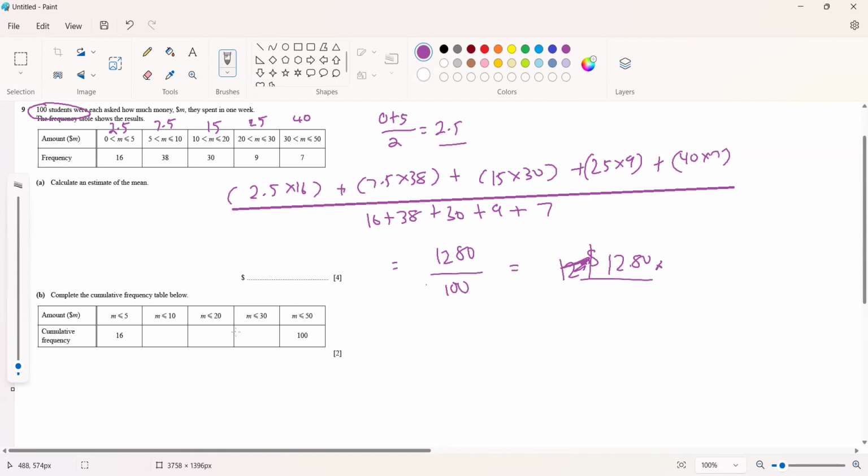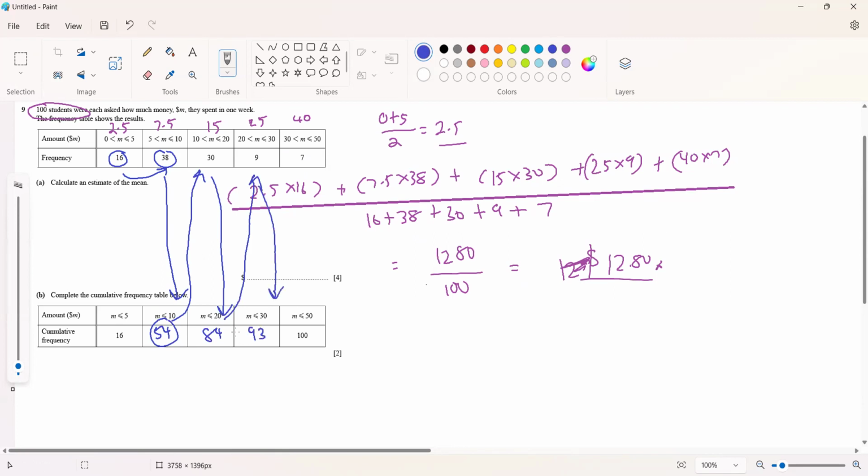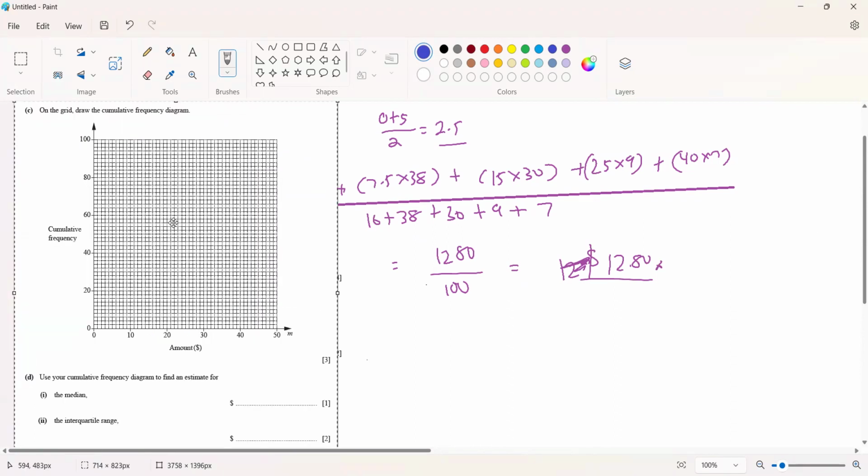So complete the cumulative frequency table below. Cumulative frequency means to cumulate the frequencies. So the first one starts with 16. So 16 plus 38, we can add together. That will give us the value of 54. So 54, we're going to add it with 30, and that will give us 84. 84 added with 9, that will give us 93. Right, so we are basically adding up the frequencies as we move along the classes in that sense. So in C, they are asking us to draw the cumulative frequency diagram.